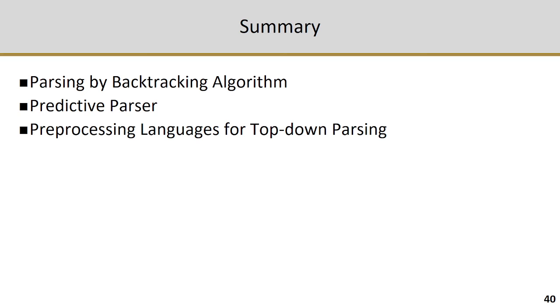And finally, I have presented some techniques like elimination of direct left recursion and left factoring to prepare a grammar ready for top-down parsers, including the backtracking algorithm and predictive parser. And also, I have introduced the state diagrams, which can help identify whether a certain grammar is appropriate to be processed by top-down parsers or not.